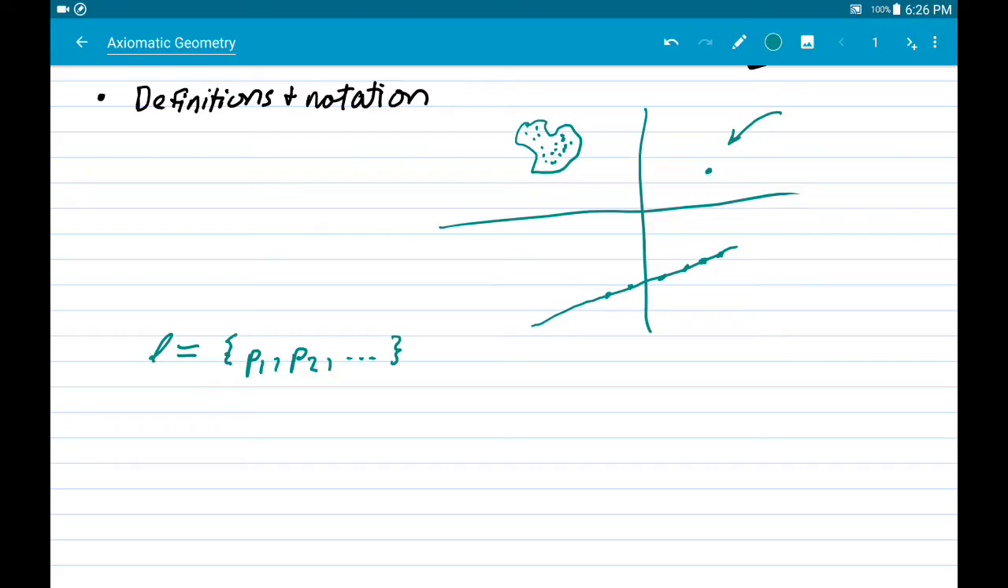For one thing, since lines will be sets of points, if this is line L, then L is equal to a set, and I use these curly braces at the ends to denote a set, right? Inside the curly braces I write down all of the things that are in the set. So this would express that L is the set of points P1, P2, and so on, where P1, P2 might be naming particular points that are in the line. So that's one piece of notation.